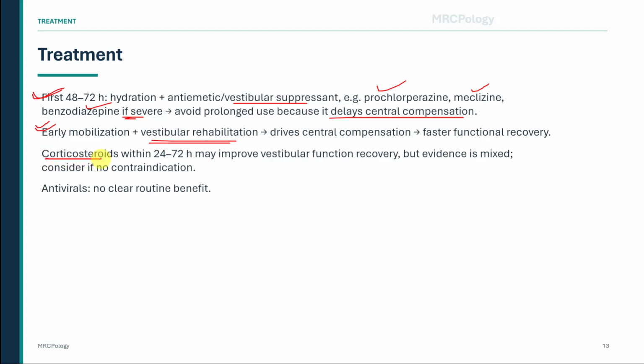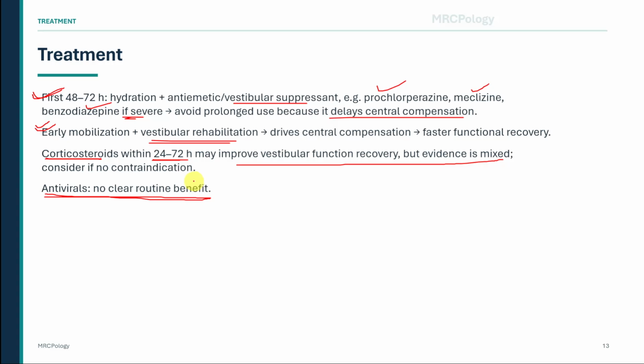Corticosteroids given early, particularly within 24 to 72 hours, may improve vestibular function recovery, but the evidence is mixed. So they can be considered if there is no contraindication, but they are not the same as the essential treatment principles. Exclude stroke when appropriate, manage severe symptoms briefly, and start vestibular rehabilitation early. Antivirals do not have a clear routine benefit in vestibular neuritis, even though viral reactivation is suspected in the pathophysiology. That distinction is important for exams. Suspected viral mechanism does not automatically mean routine antiviral treatment.